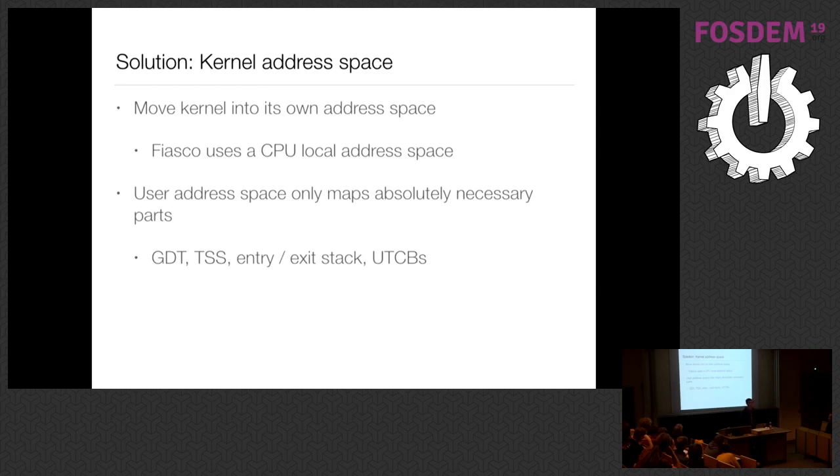Basically we move the kernel into its own address space. And we also decided to put the kernel into its local address space on each CPU, so each CPU now has its own kernel-local address space. Of course, we need to map some parts of the kernel into the user so that the user process has the chance to enter and exit the kernel. So we need some basic data structures like the GDT, TSS, and entry and exit stacks. And of course, the UTCBs must be visible there.